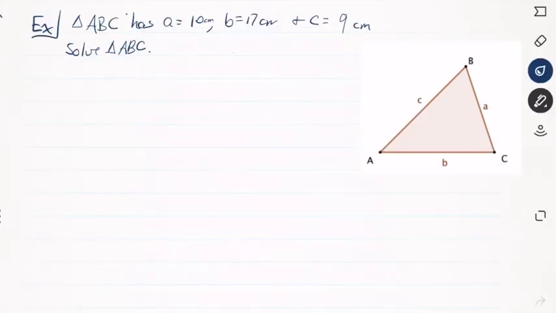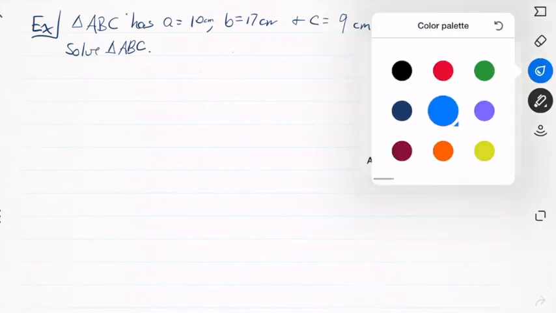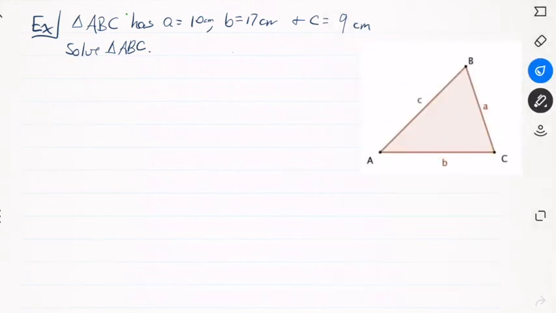Another example of the law of cosines would be this one where we have the three sides. So this would be the case of side-side-side. And with this one you have to be really careful. You want to concentrate on the largest side. So here we have the largest side is B. So if B is the largest side, then the angle that we're going to find under the law of cosines is going to be the biggest angle.